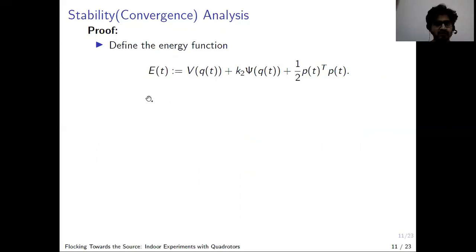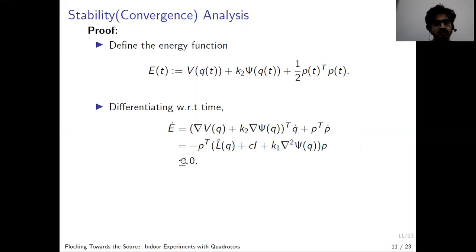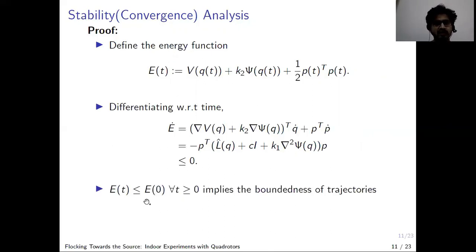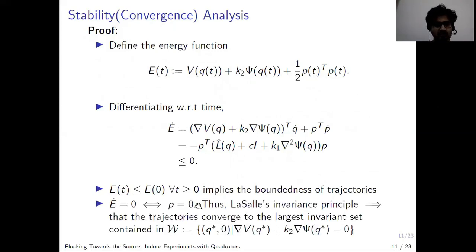Now, we can differentiate this equation to obtain that E dot is non-positive, meaning that E is non-increasing. This implies that E at any time t is upper bounded by E at time 0 for all times, which implies then the boundedness of trajectories. So this is Lyapunov stability, or stability in the sense of Lyapunov. In order to prove asymptotic stability, we need LaSalle's invariance principle, by which we can show that all trajectories converge to the largest invariant set contained in W.